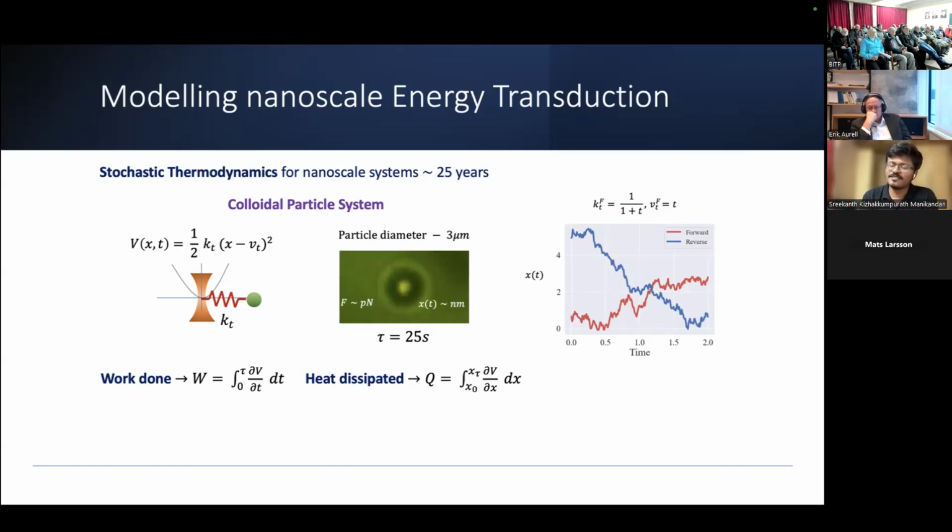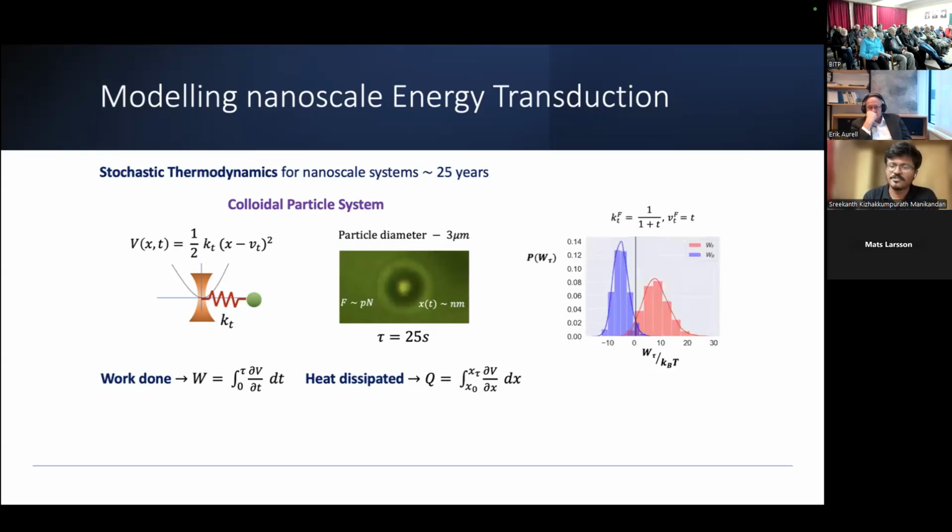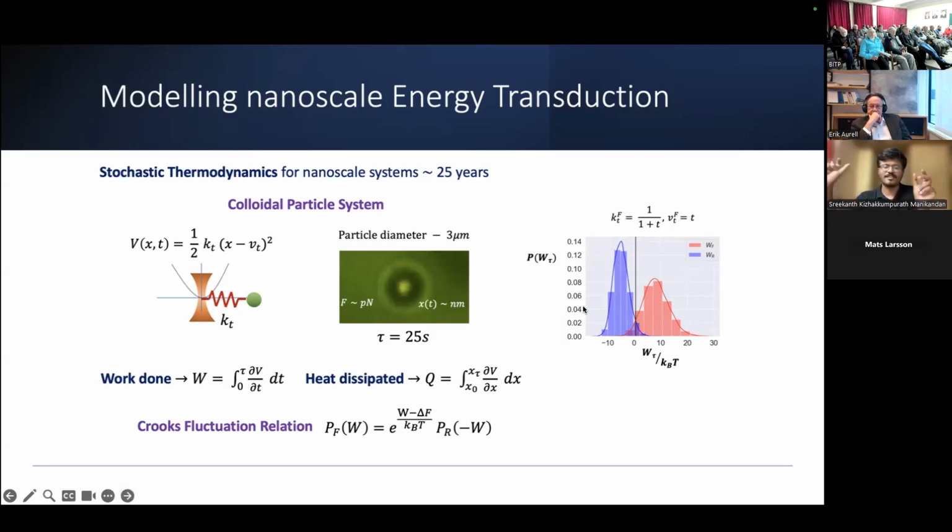It turns out that there is this nice result that the work distributions of the forward and reverse experiments in this particular case look something like this, and there is a point where they overlap. And the point at which they overlap is related to the free energy difference between the initial configuration of the particle and the final configuration of the particle.